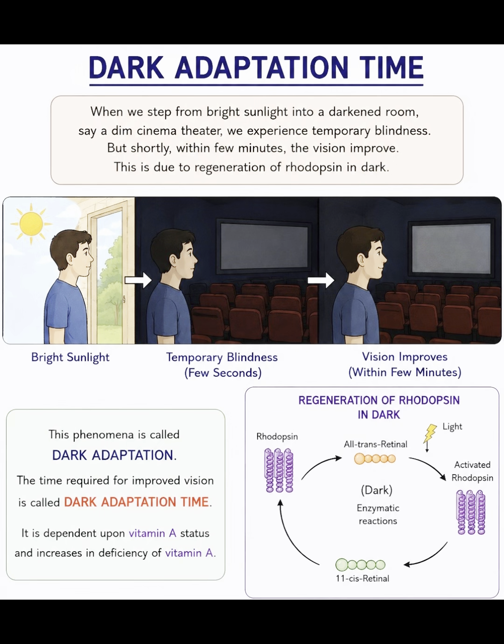When we step from bright sunlight into a darkened room, say a dim cinema theater, we experience temporary blindness. But shortly, within a few minutes, the vision improves. This is due to regeneration of rhodopsin in dark. This phenomenon is called dark adaptation. The time required for improved vision is called dark adaptation time. It is dependent upon vitamin A status and increases in deficiency of vitamin A.